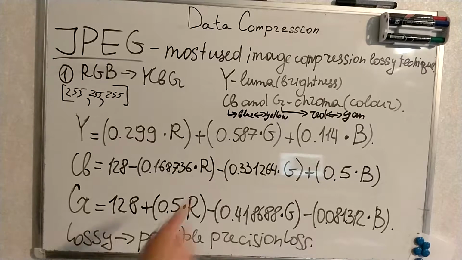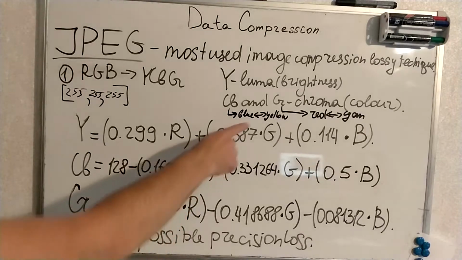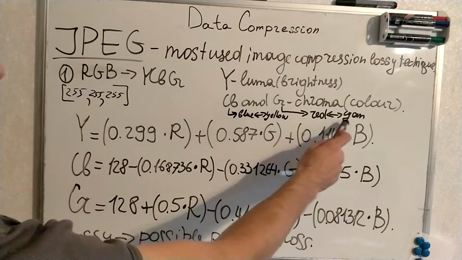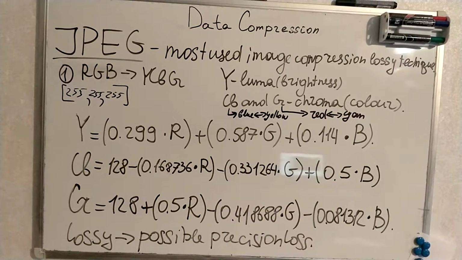Cb corresponds to some value inside the blue to yellow interval, where 0 will be blue and 255 will be yellow, and red to cyan for Cr. So Y corresponds to brightness, it's the luma channel, and Cb and Cr correspond to chroma channels, which means color. And this is the formula for conversion.